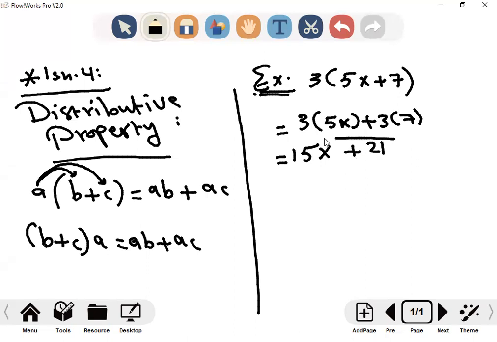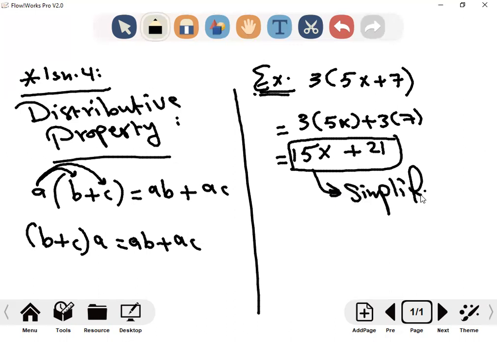What do we call this? Simplification of this. We simplify the algebraic expression by using the distributive property. Okay, done with the idea. Now let's go to our book.